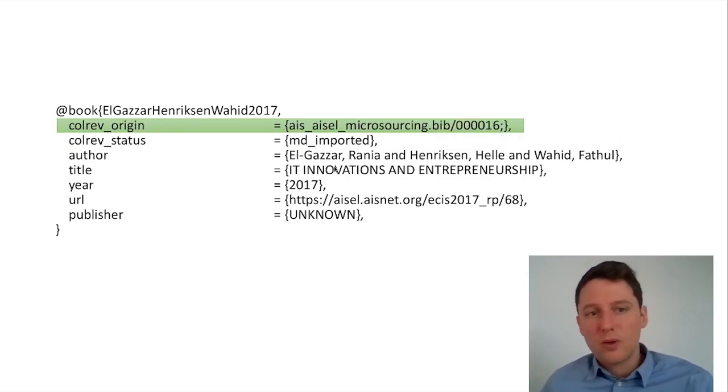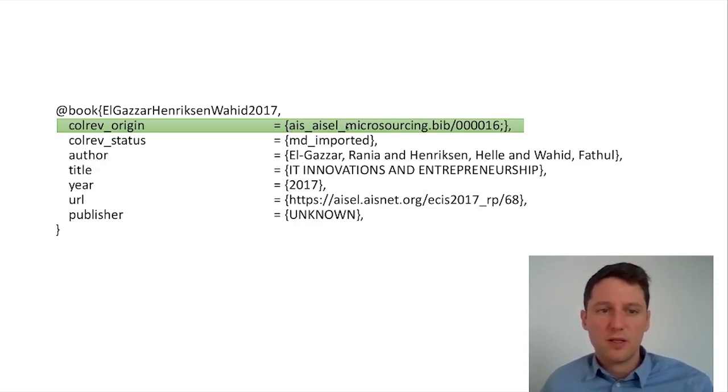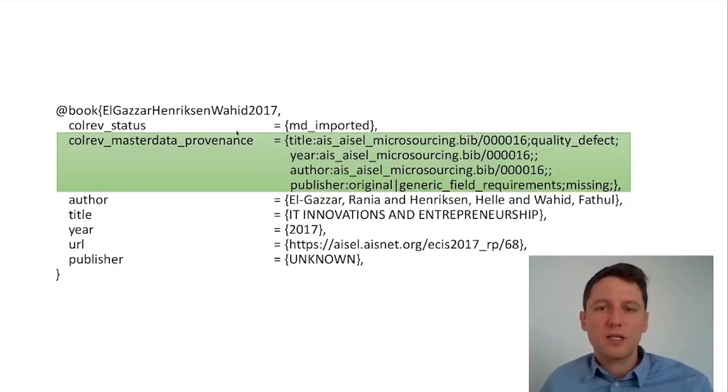Now the CoLRev origin points to the original record in the search source, so it's important to keep track of that. Now the prep operation also uses provenance data, describing where each field comes from and whether there are any quality defects. For example, the title comes from this source and it has a quality defect because everything's in capital letters.